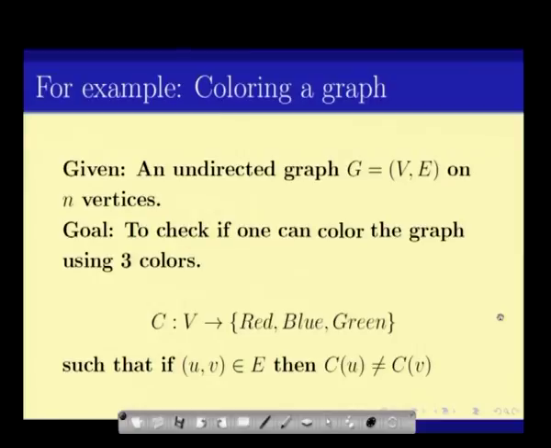So, recall this coloring of the graph. A graph, if you remember, is a set of vertices and a set of edges. Edges are lines or connections between vertices, and the goal is to color it within 3 colors. I ask you, can I color the graph using 3 colors such that you color the vertices with red, blue and green, under the condition that if I have an edge between u and v, then the color of u and the color of v cannot be the same.